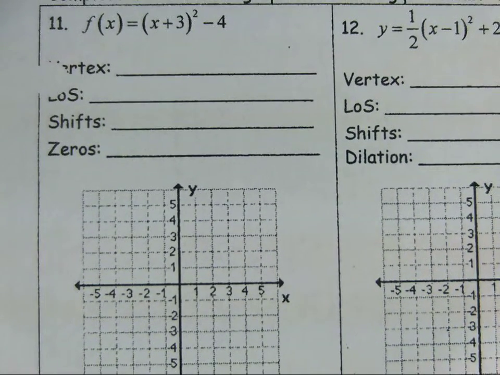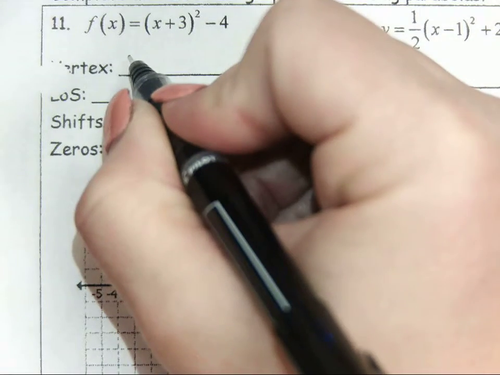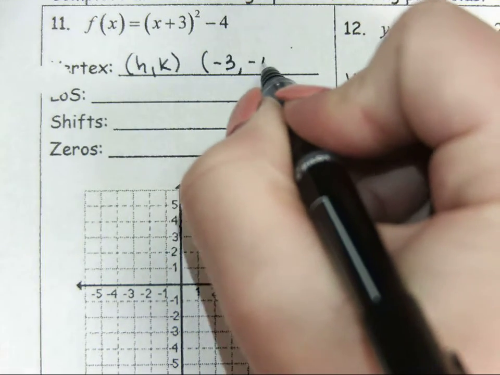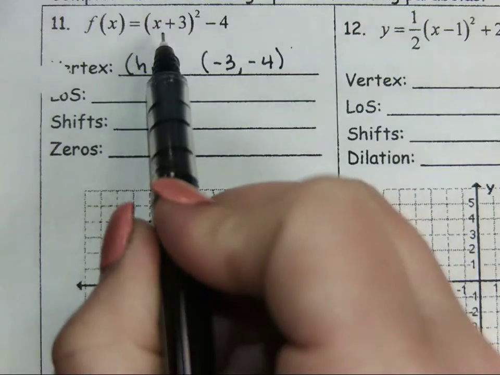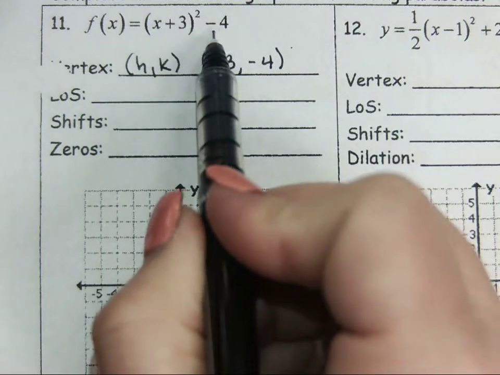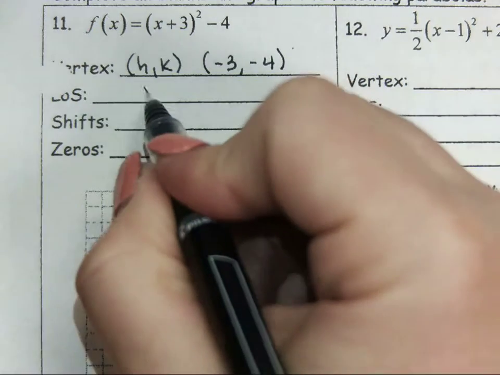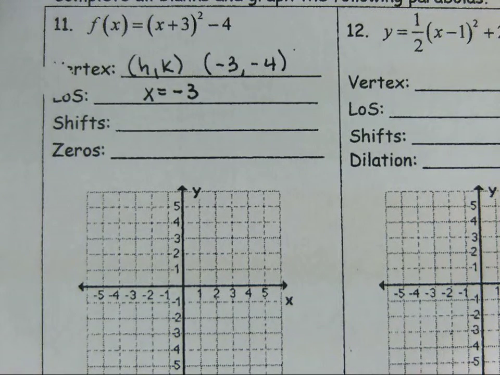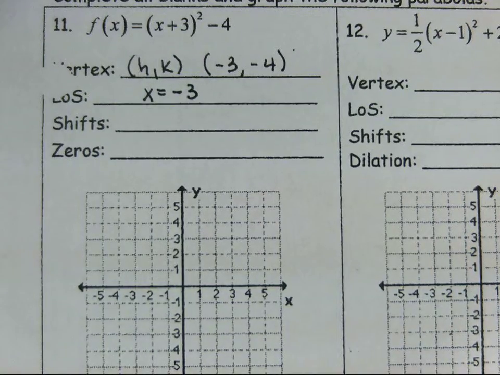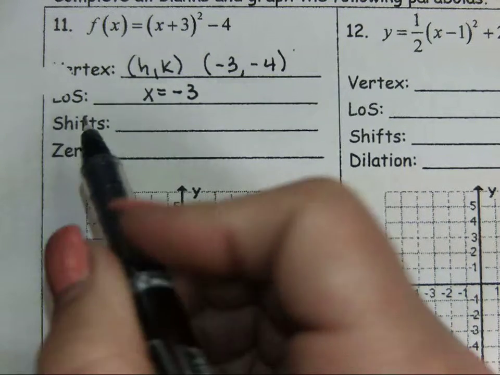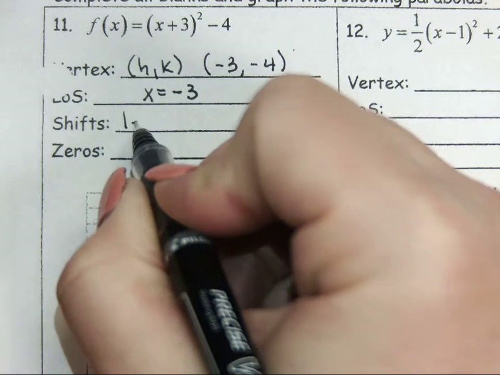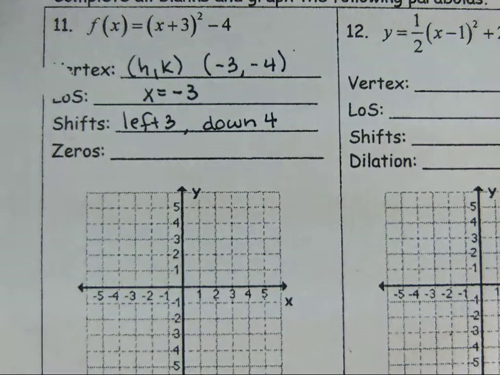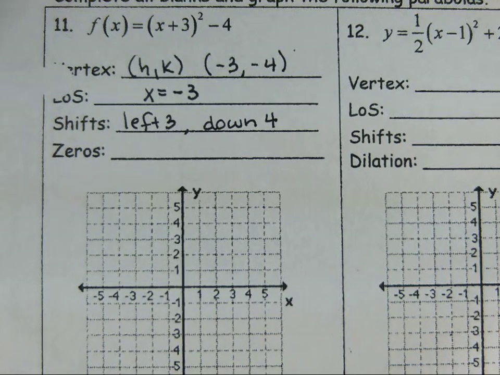We'll start off with number 11. All right, your vertex is that coordinate (h, k), which means that my vertex here is going to be the coordinate (-3, -4). So you need to remember that your h is always the opposite of what you currently see. k is exactly the way it is. My line of symmetry is x equals -3. It's a vertical line that cuts my graph in half, and it goes right through the vertex. Your shifts, this is your horizontal and vertical translation. So that means that horizontally, I went left 3, and then I'm going to go down 4. In some of your assignments, it will say shifts. Sometimes it will say translations. Same thing.